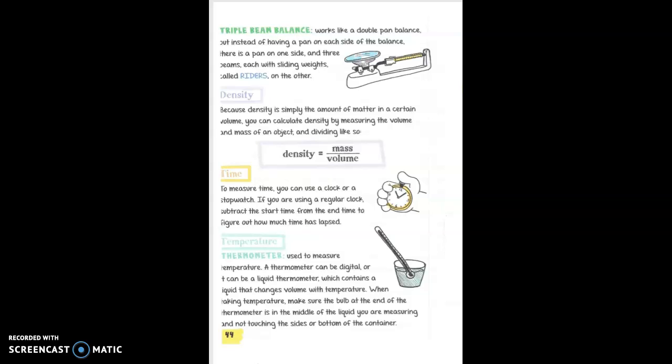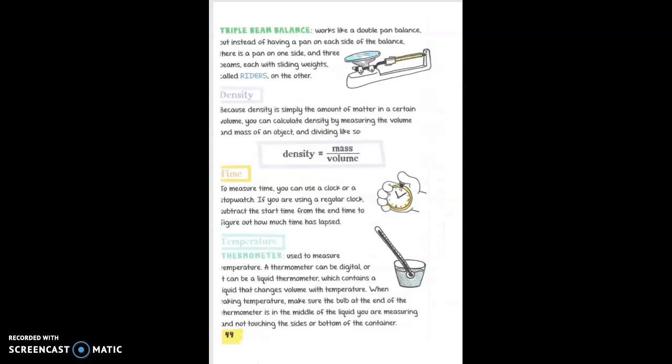Density. Because density is simply the amount of matter in a certain volume, you can calculate density by measuring the volume and mass of an object and dividing it like so. Density equals mass over volume. Time. To measure time, you can use a clock or a stopwatch. If you are using a regular clock, subtract the start time from the end time to figure out how much time has lapsed.